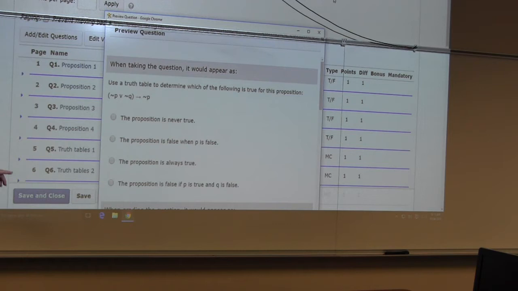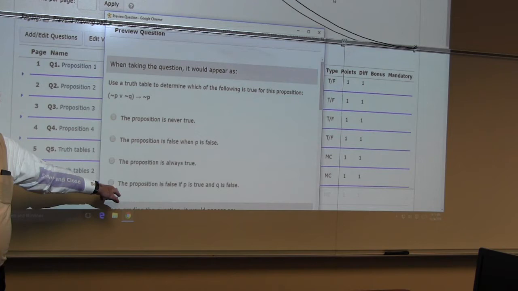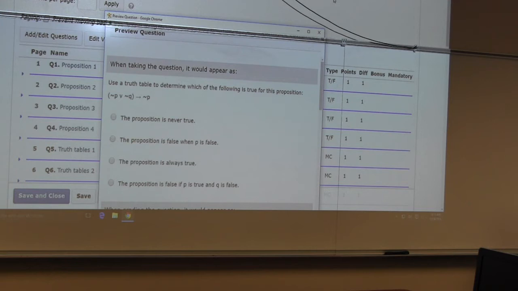Okay. Does everybody see how that works? That's the important thing, see how it works. Okay. And then what you want to do is look for the answer that demonstrates that same choice.